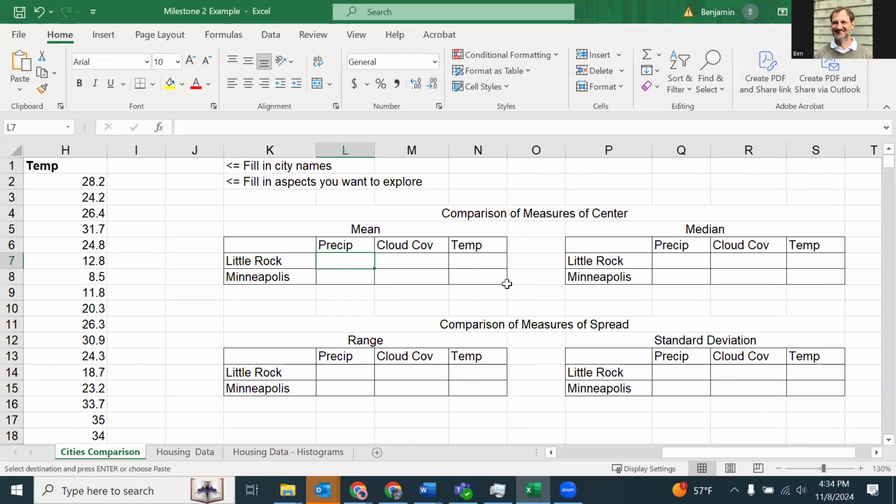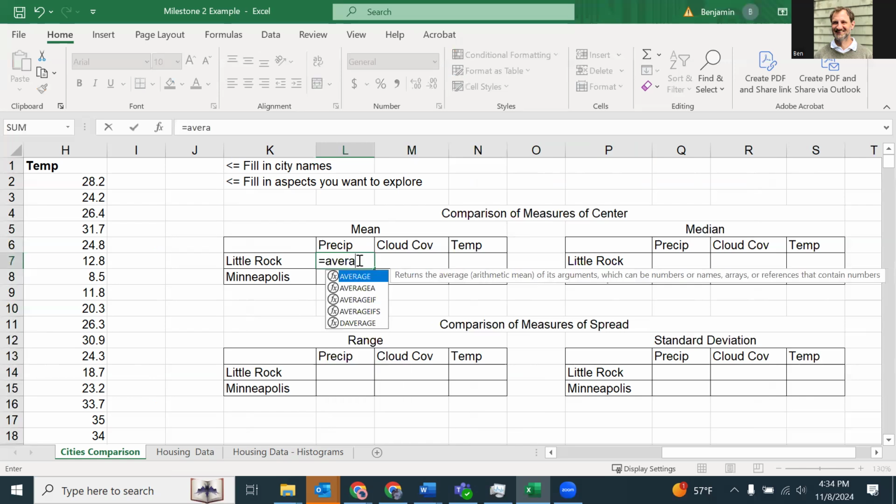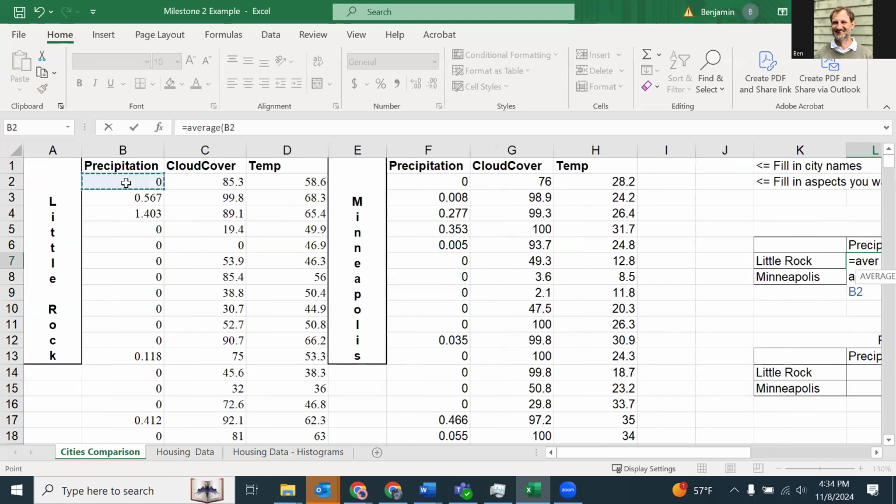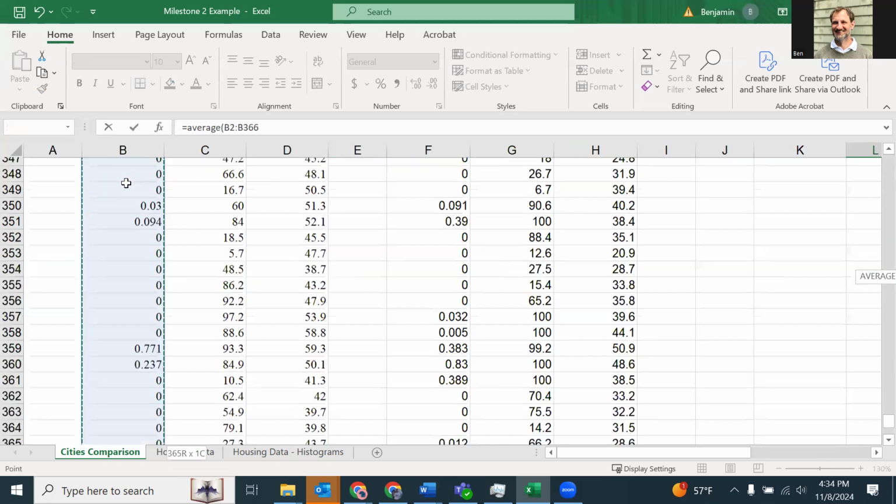So I'm not going to go through how to find the mean or median. One formula works fine. Range, remember, you've got to use max and min. You can do that in one cell. You could probably do some autofilling here. Like if I do my mean calculation on the precipitation for Little Rock, I'm going to use my Shift Control Down trick here.